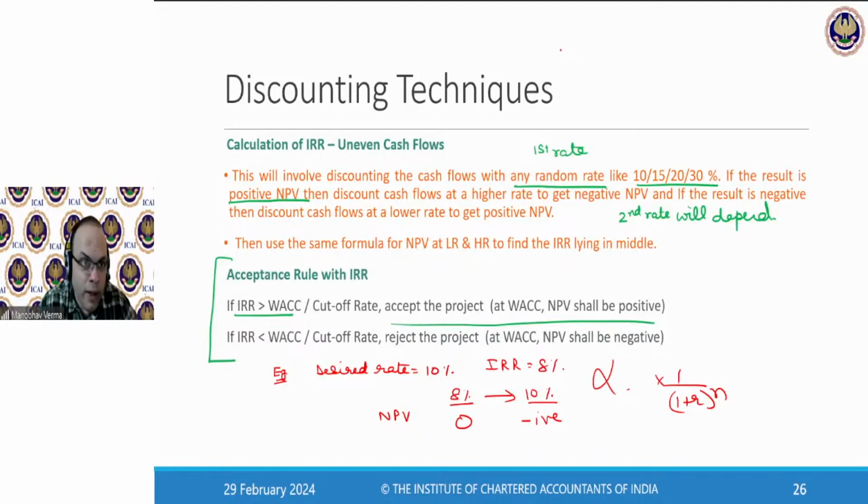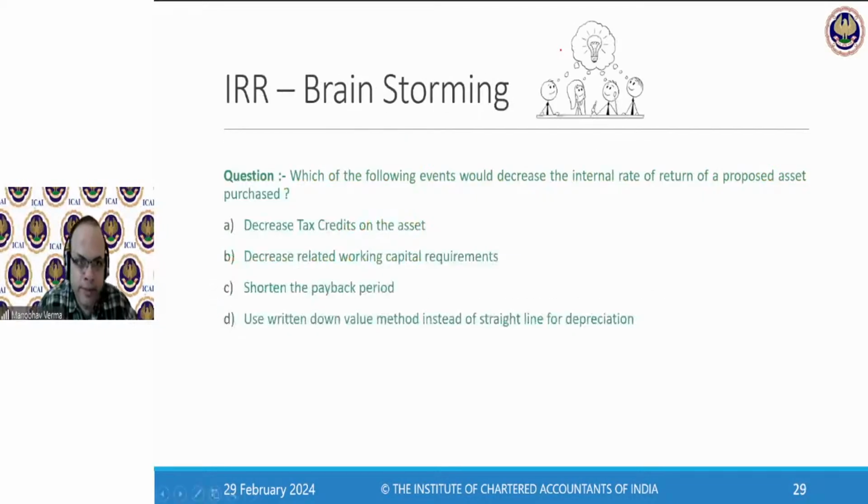Okay. Then one more question to start our day, and this is one of my favorite questions, guys. That's coming your way now. Based on IRR, this is a very good question. I request you guys, do not hurry. Think it over, evaluate all the four options, and tell me where you think the answer should fit in. The question is: which of the following events would decrease the IRR of a proposed asset to be purchased?